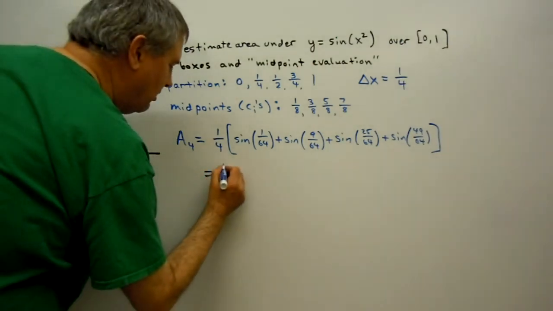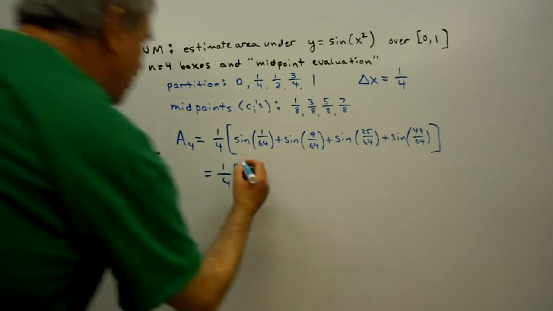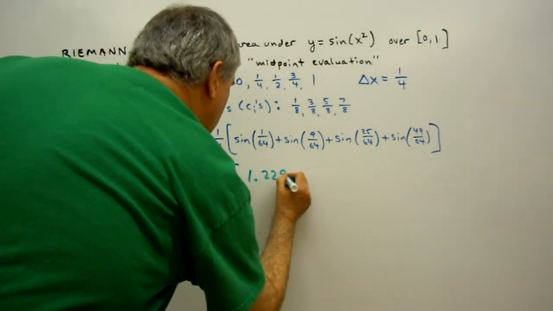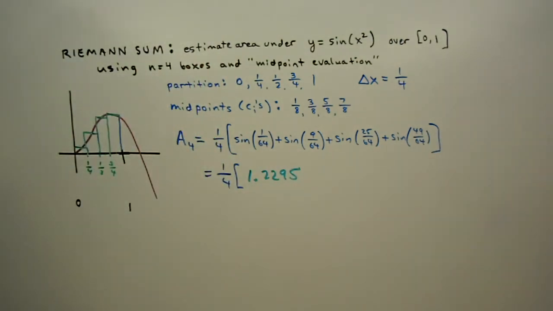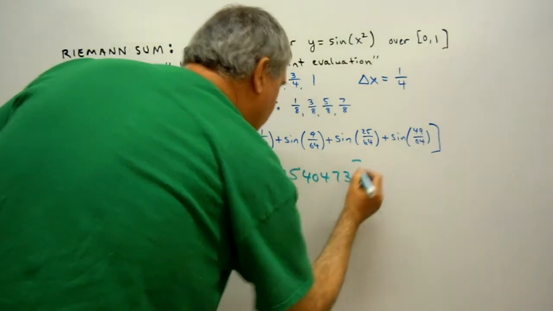So, with your calculator, go ahead and evaluate those 4 heights and add them together, and eventually they're all going to be multiplied by the common width for each of those. Remember to have your calculator in radian mode whenever you're finding the values of any trigonometric functions as graphs of functions. So on the calculator, you should get this: 1.229540473.